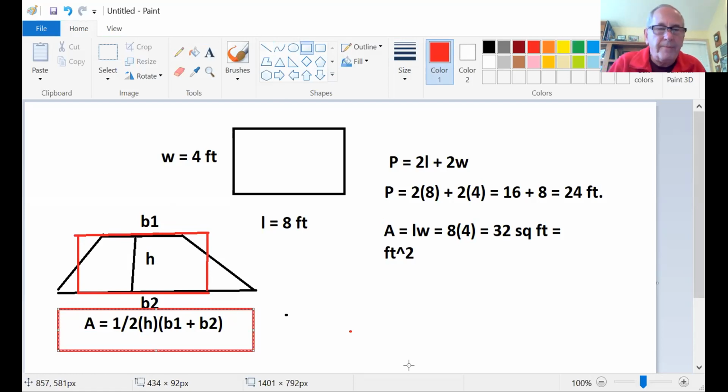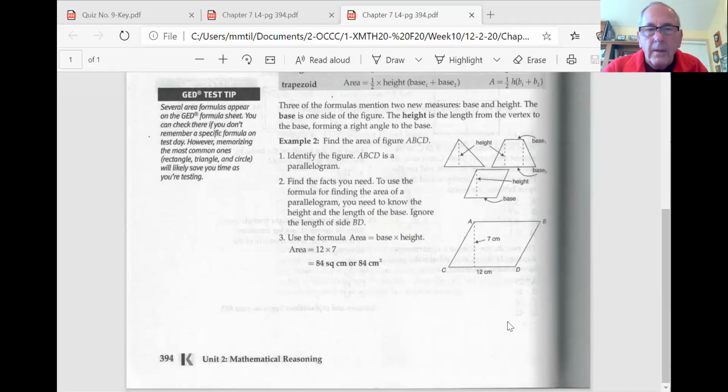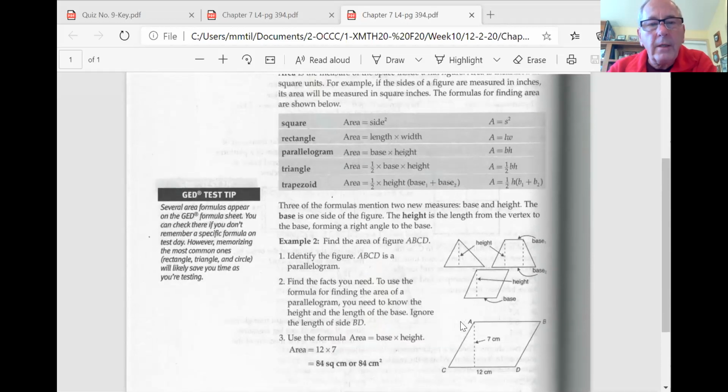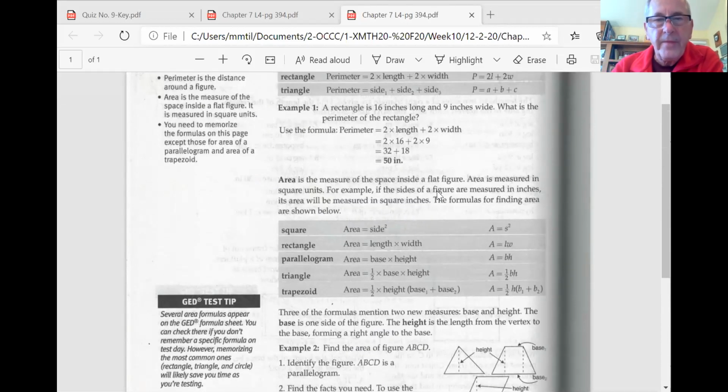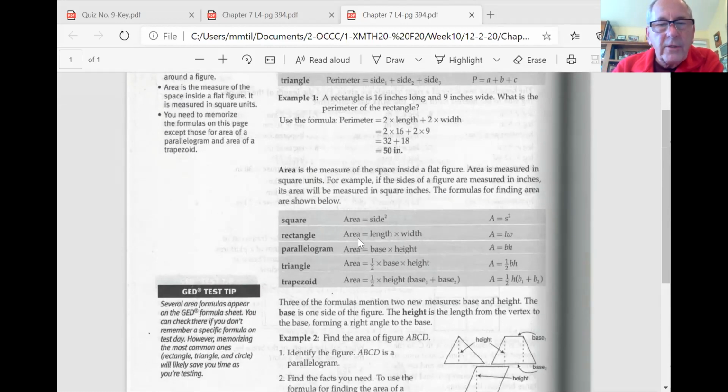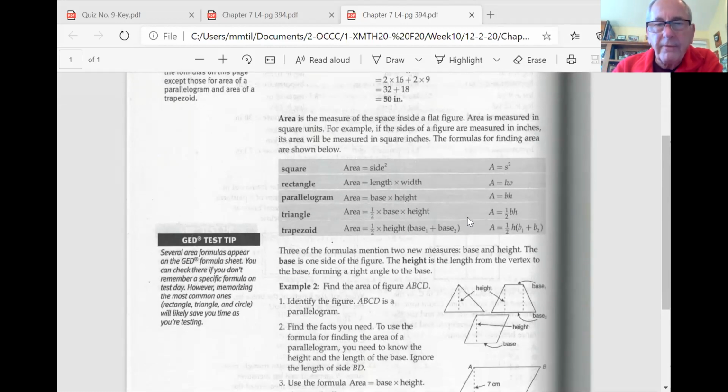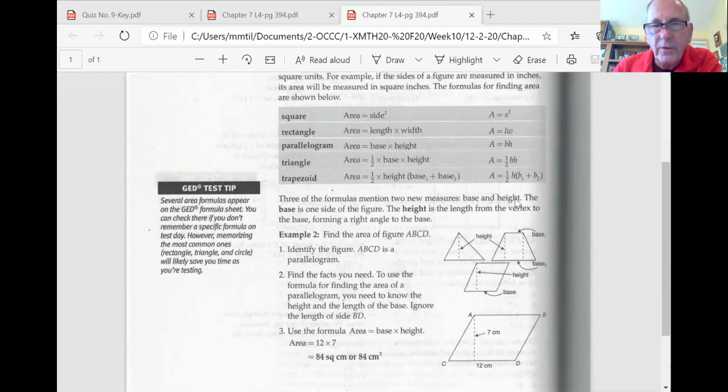Okay, that's a trapezoid. The others are just a rectangle, and the parallelogram is just the base times the height. Just so you hopefully understand it a little bit, that's what we're doing here. But again, you'd use these formulas, and if it was on a quiz, I would give you the formula. You just have to know how to use them.